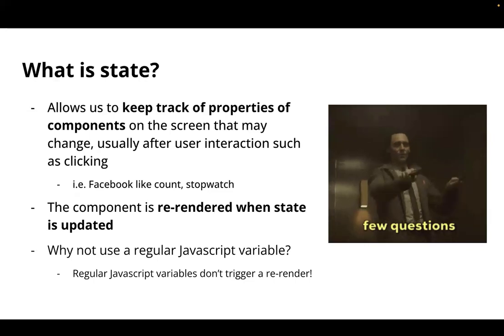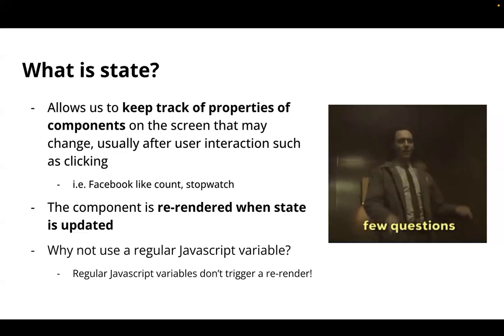So what is a state? State is basically just a variable. This variable does a specific thing: it keeps track of the properties of components on our screen. So why do we have to keep track of these properties? It is because these properties might be subject to changes corresponding to user interactions.